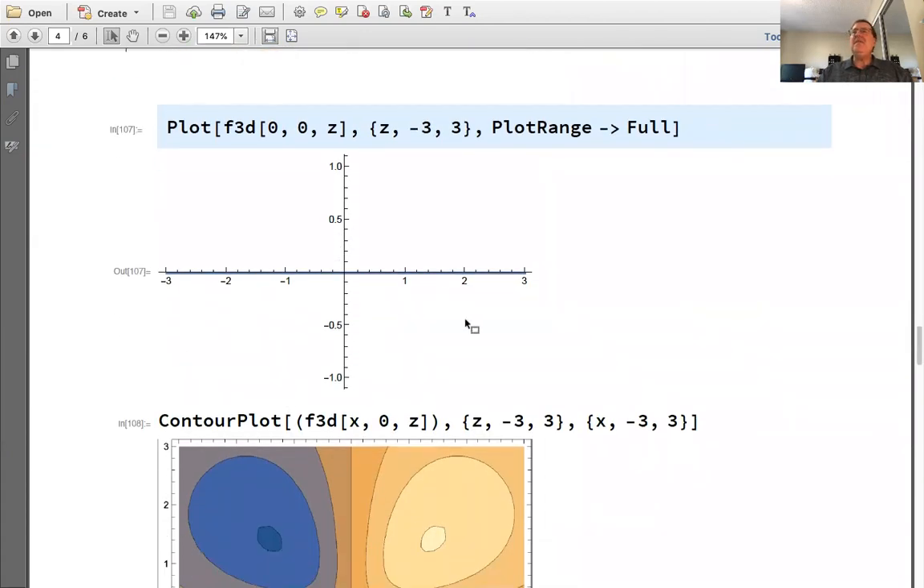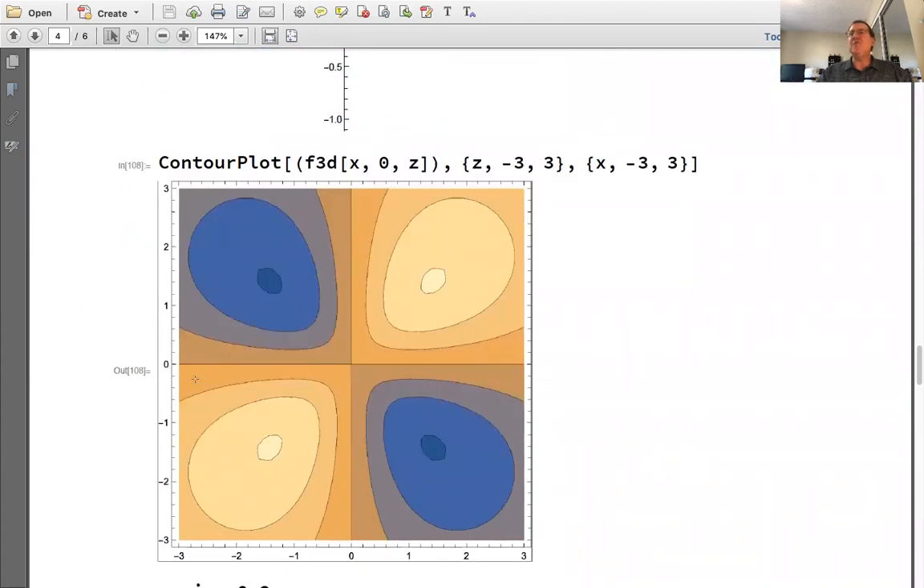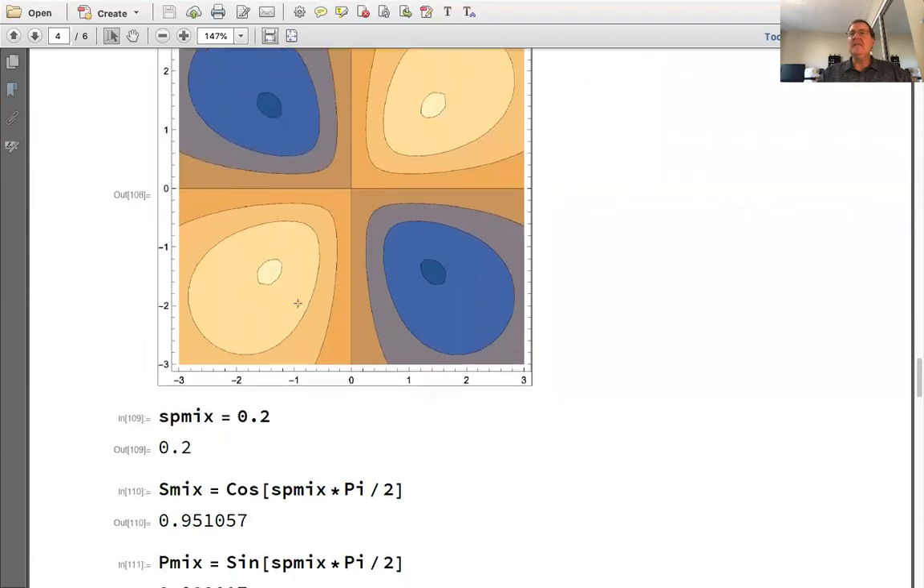The 3D function that I've chosen, the xz, on the z-axis is exactly 0, so kind of boring there, but there's a contour plot of it. You see plus, minus, minus, plus. It looks like a D function with which you're all familiar.